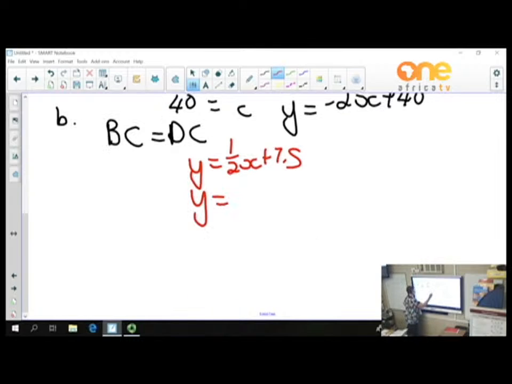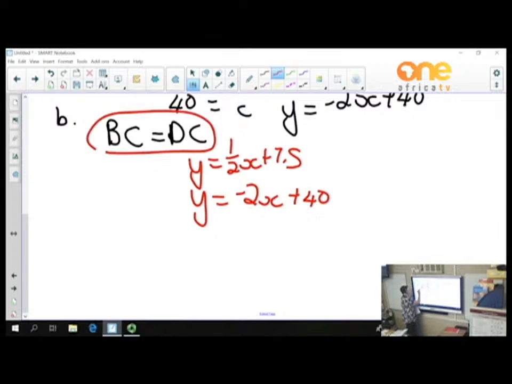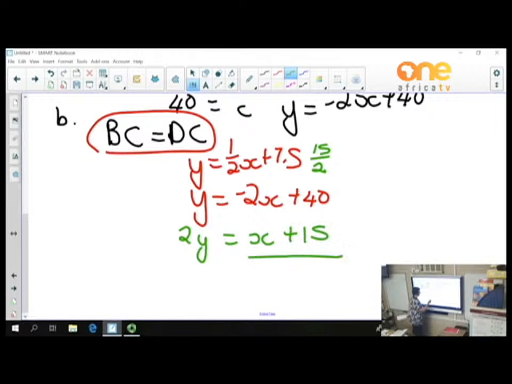Y is equal to negative 2x plus 40. That is then the 2 BC, which is equal to DC. I won't work with fractions. So this one is actually 15 over 2. And then getting rid of the LCM will change it to 2y is equal to x plus 15.